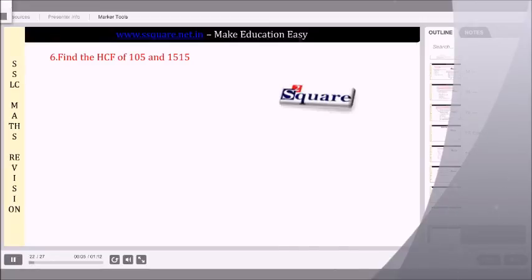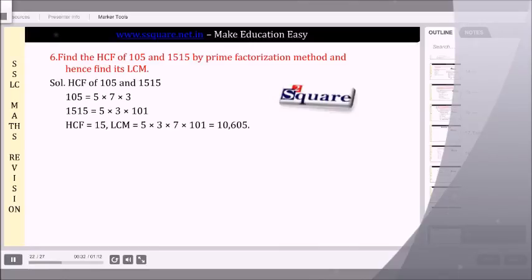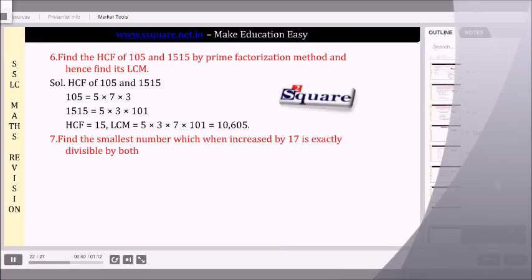Find the HCF of 105 and 1515 by prime factorization method, and hence find its LCM. 105 is equal to 5 into 7 into 3. 1515 is equal to 5 into 3 into 101. So HCF is equal to 15 and LCM is equal to 5 into 3 into 7 into 101, which is equal to 10,605. Seven. Find the smallest number which when increased by 17 is exactly divisible by both 520 and 468.